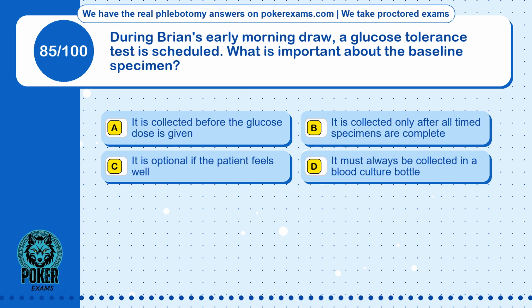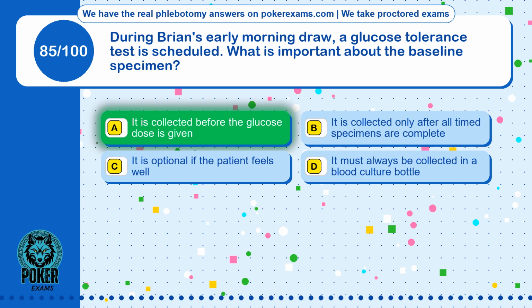Question 85. During Brian's early morning draw, a glucose tolerance test is scheduled. What is important about the baseline specimen? Option A. It is collected before the glucose dose is given. Option B. It is collected only after all timed specimens are complete. Option C. It is optional if the patient feels well. Option D. It must always be collected in a blood culture bottle.